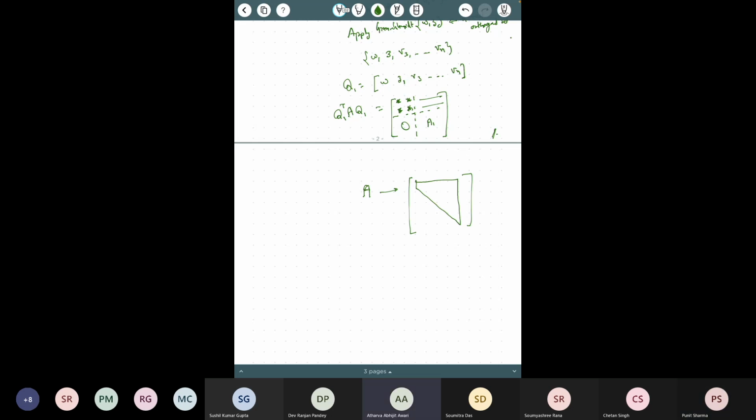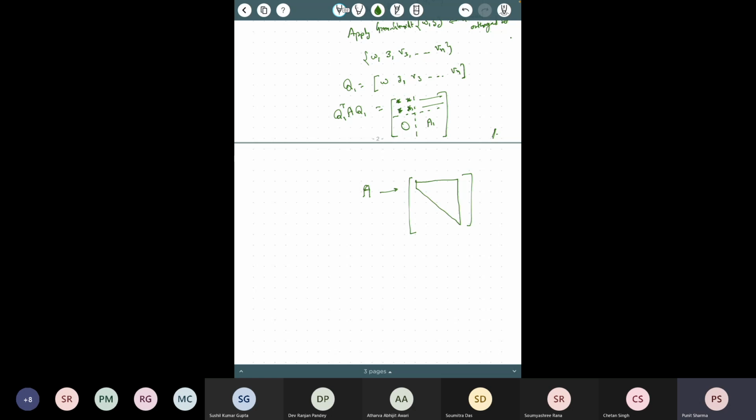Sir, then this theorem will also get proved, right? Yes, using this. Yeah, that is another way. Yes, you're right, that is another way to look at this. You can use Householder transformation also, and then you will convert this into an upper Hessenberg form.